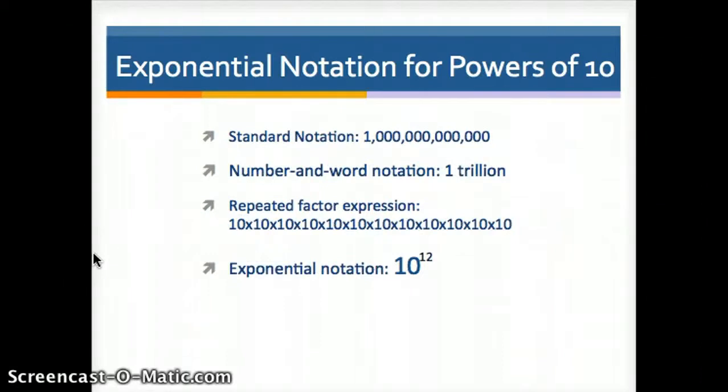Exponential notation for the powers of 10 can be written in these 4 ways. Standard notation, you can write out 1 trillion. Number and word notation, you can write 1 trillion. Repeated factor expression would be 10 times 10 times 10 times 10 times 10 times 10 times 10 times 10 times 10 times 10 times 10 times 10. So as you can see, that gets a little long. So it's easier to write the exponential notation of 10 to the 12th power.